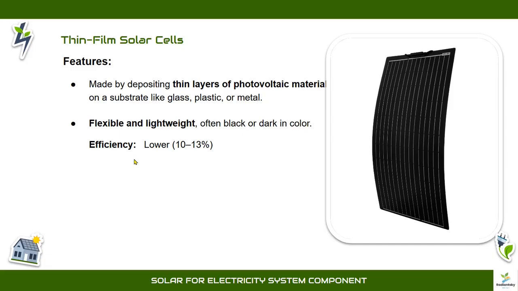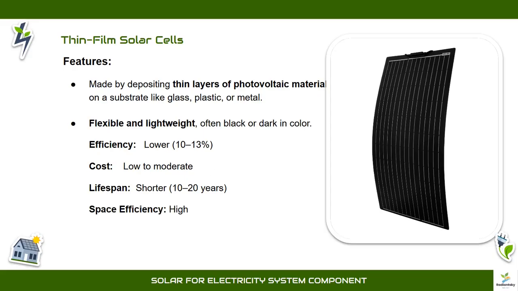As for efficiency, poly and mono are always higher in terms of efficiency. They have more efficiency than thin films, okay. They are also very low when it comes to cost, because the materials and everything in manufacturing is low. Their lifespan ranges from 10 to 20 years, okay. When it comes to space efficiency, due to the way it's built, it is very space efficient.